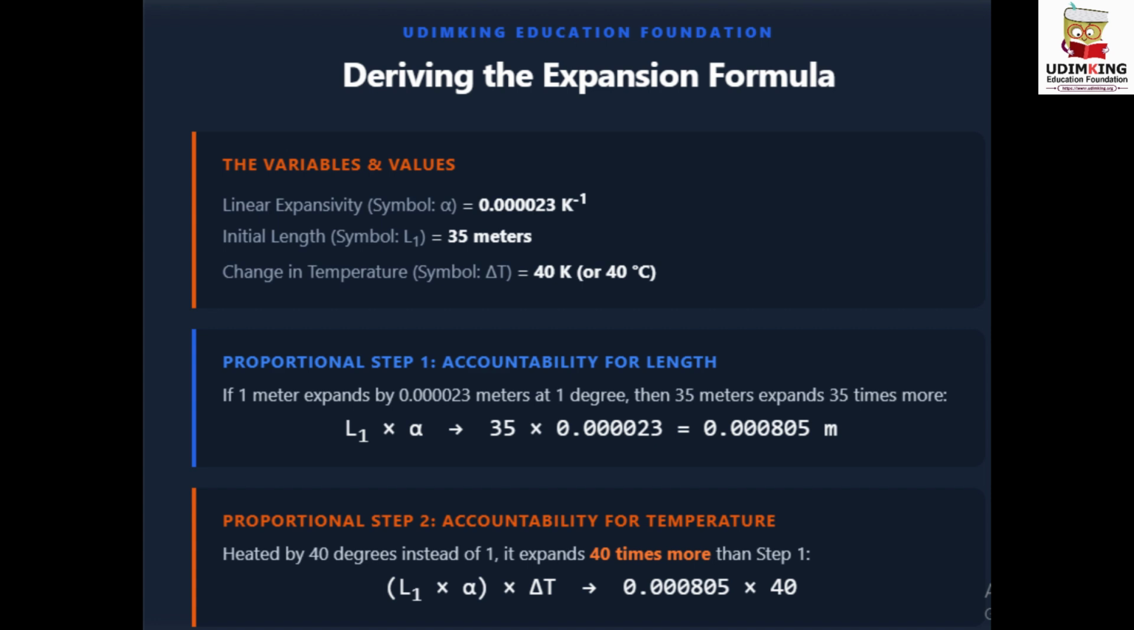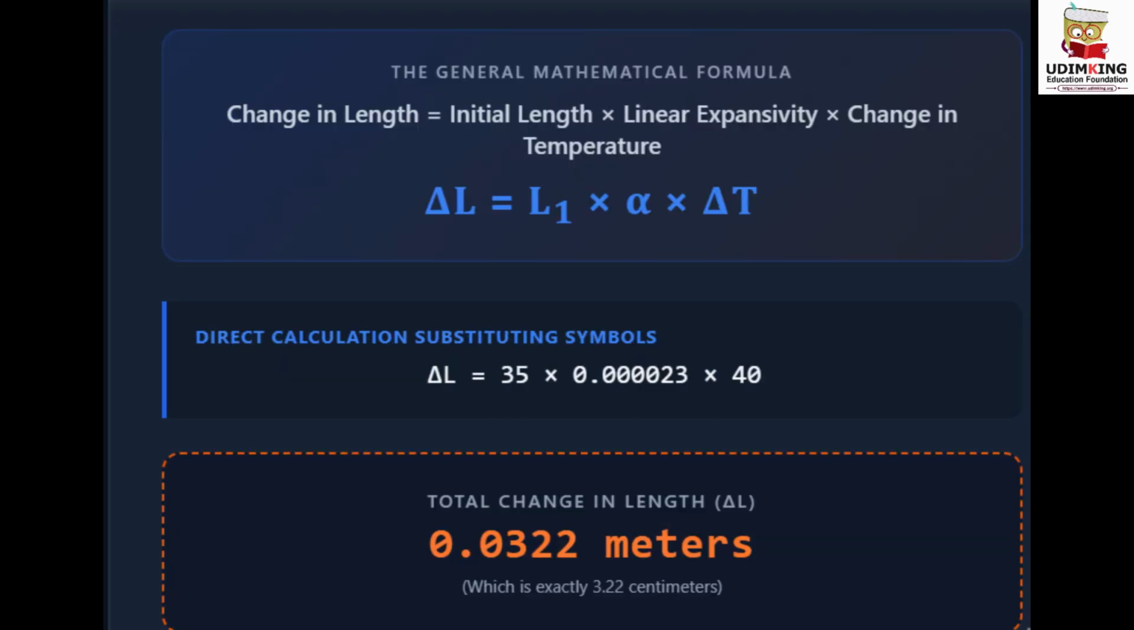That is, we first multiply the initial length by 35 meters, and then we multiply by 40 degrees. Look at what we just did. So to find the total change in length, we multiplied 3 things together. The initial length times the linear expansivity times the change in temperature.